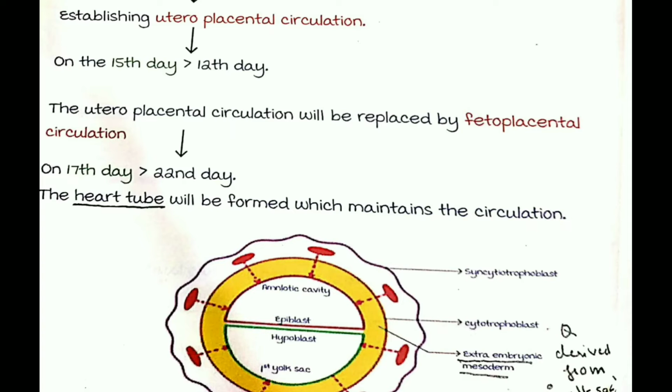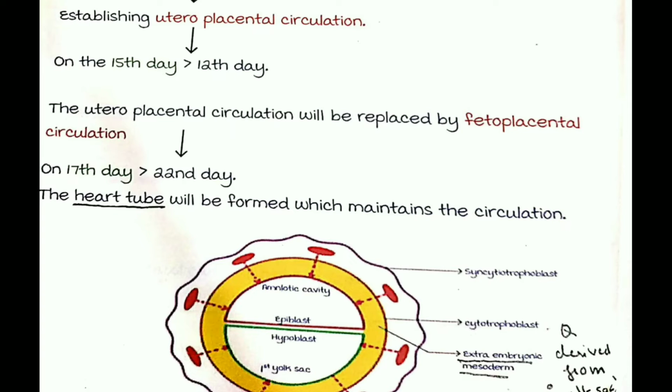And the uteroplacental circulation will be replaced by the fetoplacental circulation. As I said, because of the enormous amount of blood requirement of the embryo, the primitive heart tube will be formed, and that will replace the uteroplacental circulation with the fetoplacental circulation.